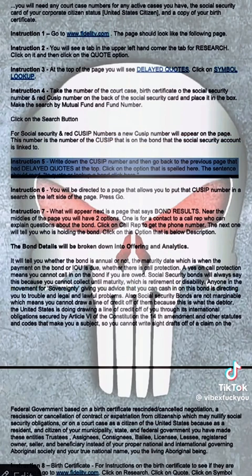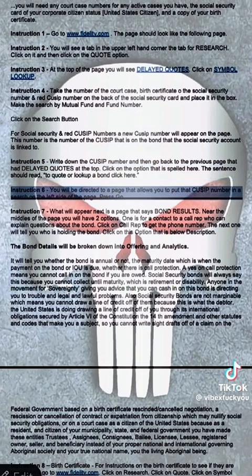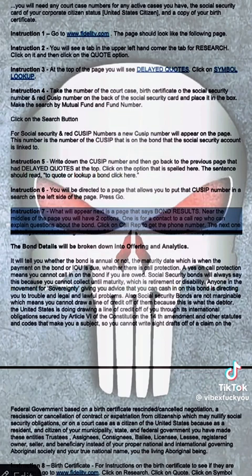at the top. Click on the option that is spelled here. The sentence should read, "To quote or look up a bond, click here." Instruction 6. You will be directed to a page that allows you to put that CUSIP number in a search on the left side of the page. Press go. Instruction 7. What will appear next is a page that says Bond Results.